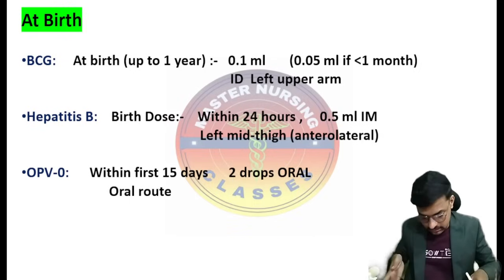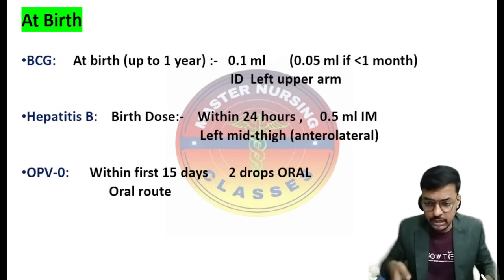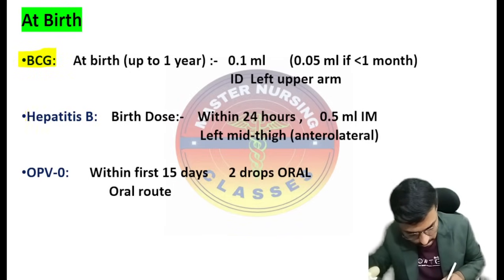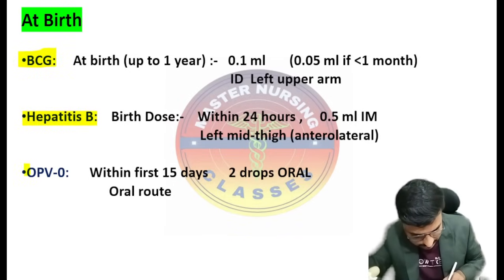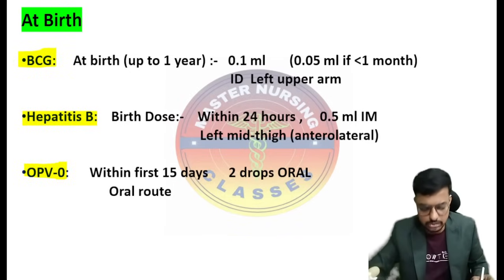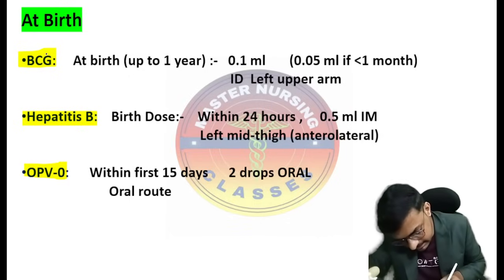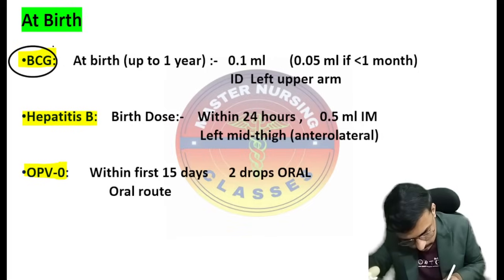Okay, so next is the birth. At birth, what vaccines will we give? Do remember BOH. B is the BCG, O is the oral polio vaccine, and H is the hepatitis B. So please do remember, at birth, BOH. We give BOH at birth, that is the BCG vaccine at the birth.